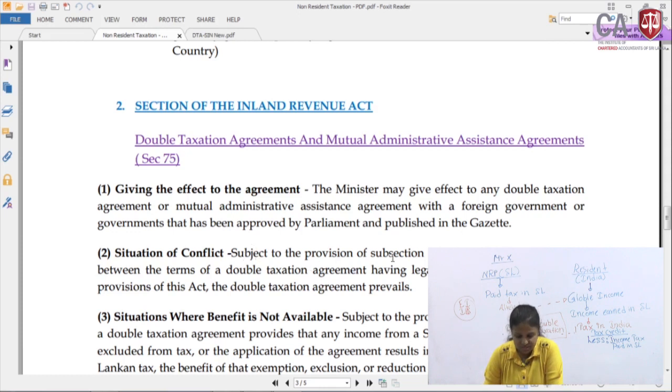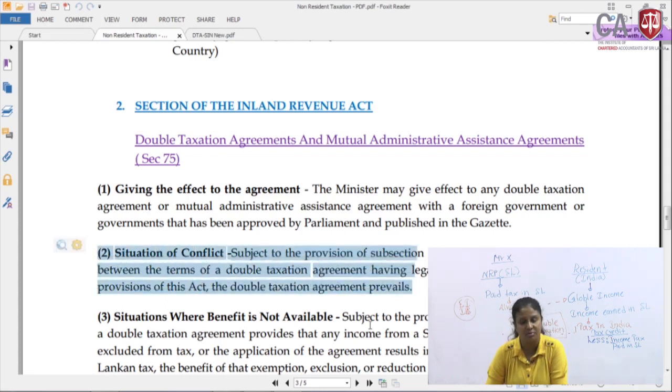Subject to the provisions of subsection 3, where there is any conflict between the terms of a double taxation agreement having legal effect in Sri Lanka and the provisions of the Act, Lamai, this is really important. The double taxation agreement prevails every time over the provisions of the Inland Revenue Act. What should be number one? Number one should be the double taxation agreement, not the provisions of the Inland Revenue Act. If there is no double taxation agreement, you should adhere to the provisions of the Inland Revenue Act. Is it clear? I am not telling this, it is in section 75 subsection 2. Clear? Consider this a very, very important provision.